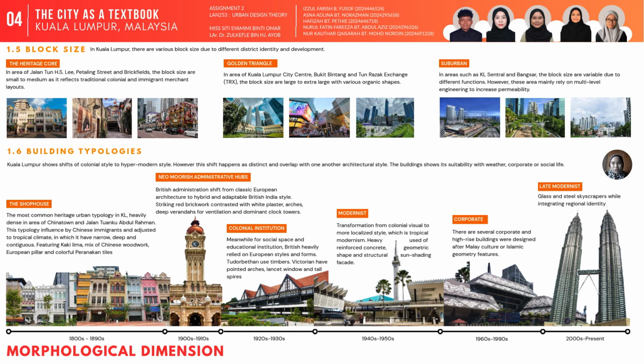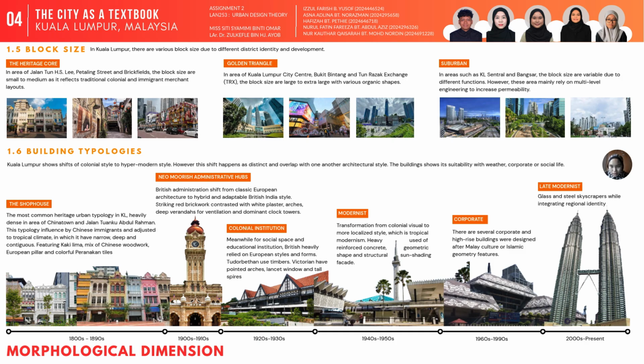So for the last part of the morphological dimension, I will talk about the block size and building typologies in Kuala Lumpur. So the first one is the block size. In Kuala Lumpur, there are various block sizes due to different identities and development. So the first one is the Heritage Core, an area of Jalan Tun HS Lee, Petaling Street, and Brickfields. The block sizes are small to medium, as they reflect traditional colonial and immigrant merchant layouts.